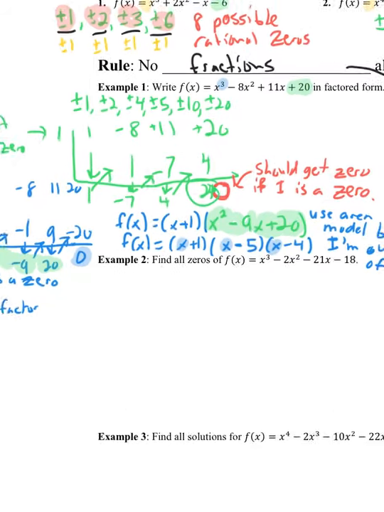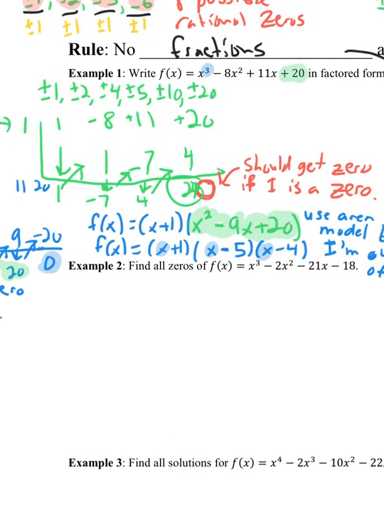All right, let's look at another one here together. This one has a negative 18. So the possible factors are 1 and 18, 2 and 9, 3 and 6. All right, so there's 1, 2, 3, 4, 5, 6, 7, 8, 9, 10, 11, 12 possible zeros.